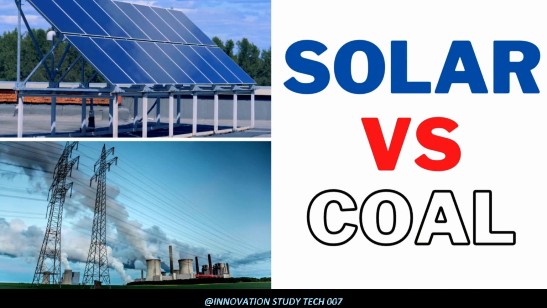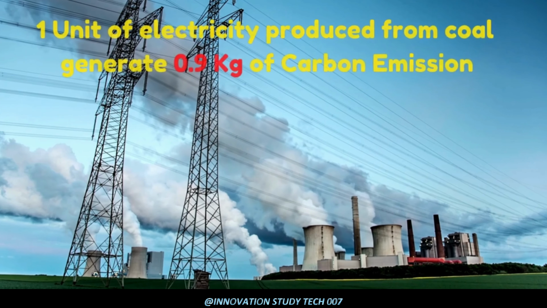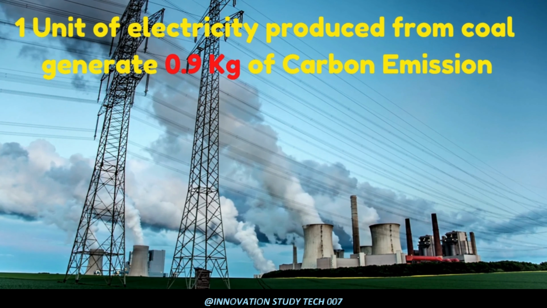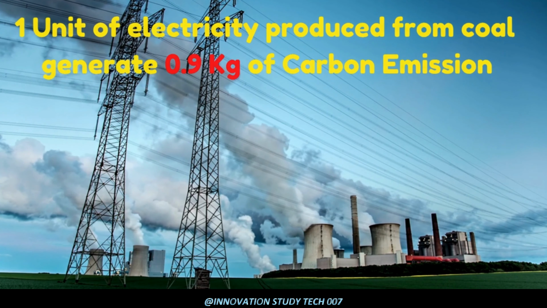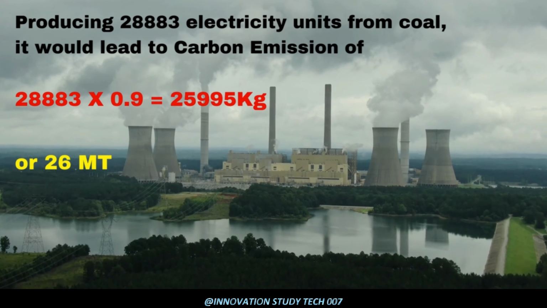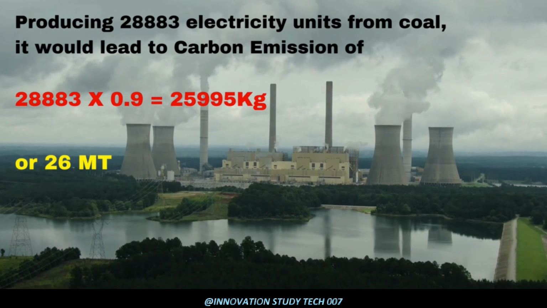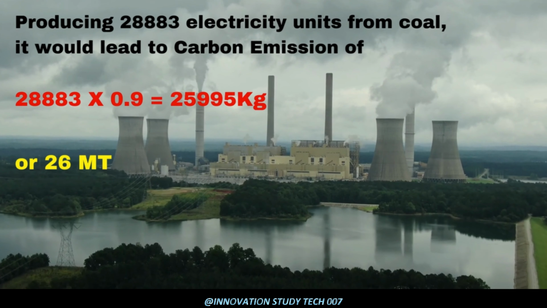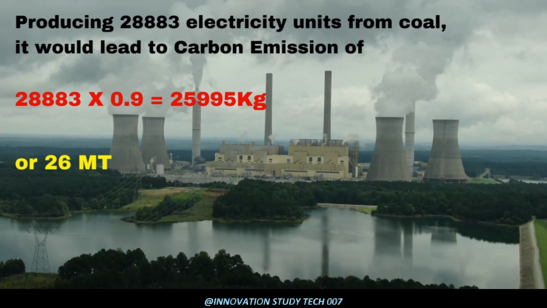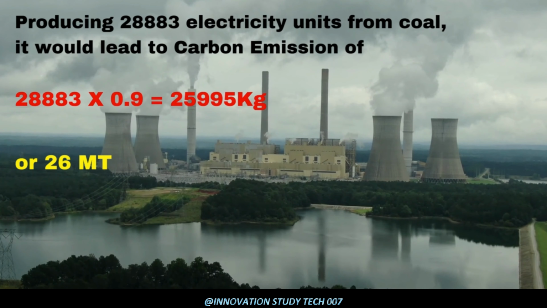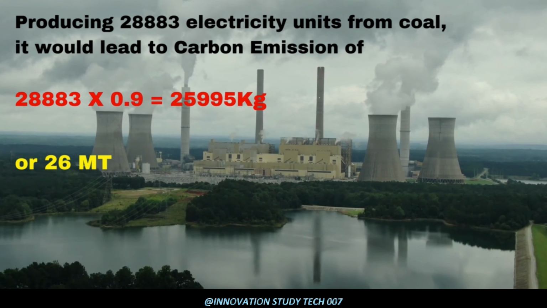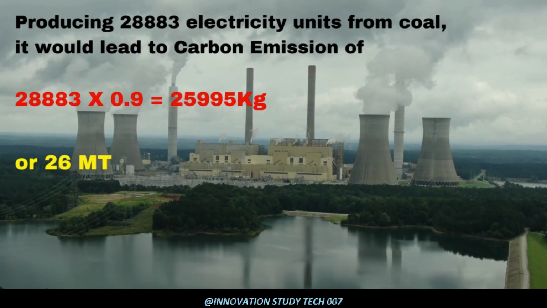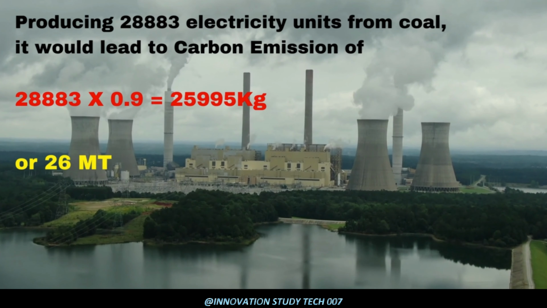be the carbon emission? Generally, if we produce 1 unit of electricity by coal, it produces a carbon emission of 0.9 kg. And if we have to produce 28,883 units from coal, it would produce a carbon emission of 28,883 multiplied by 0.9, which comes out to be 25,995 kg. Huge carbon emission. Or we can say 26 metric tons also.